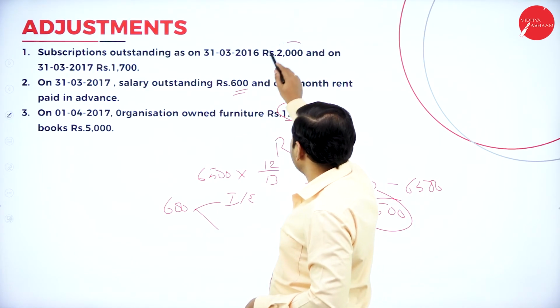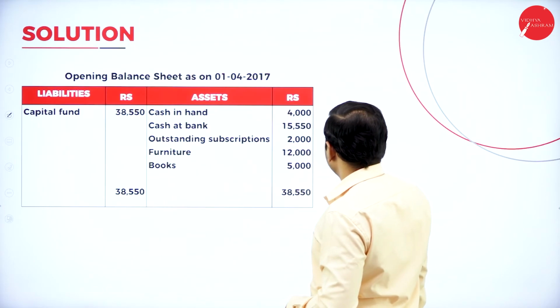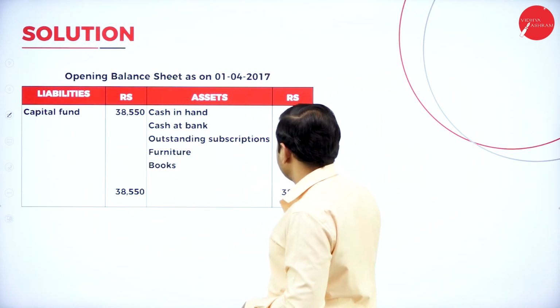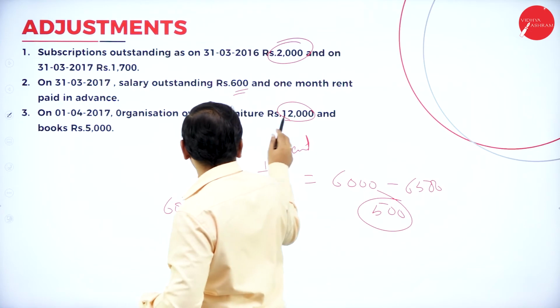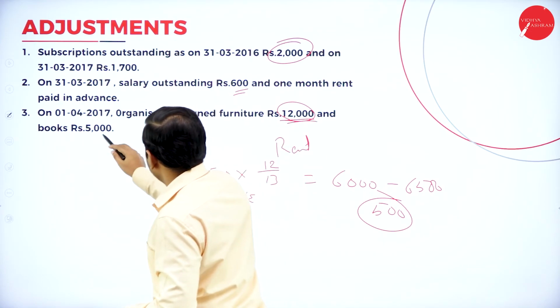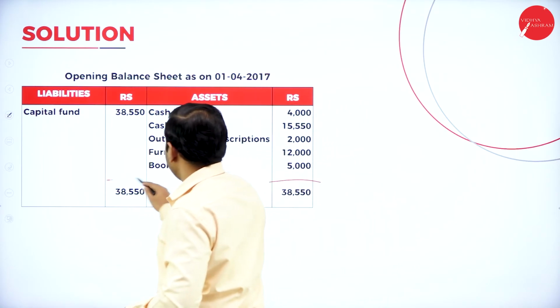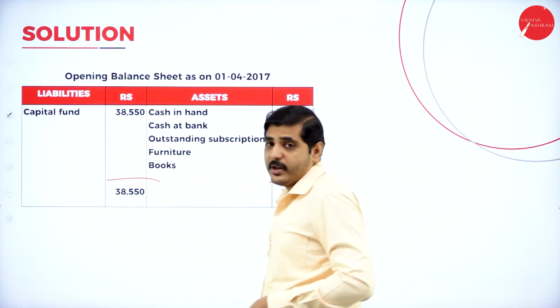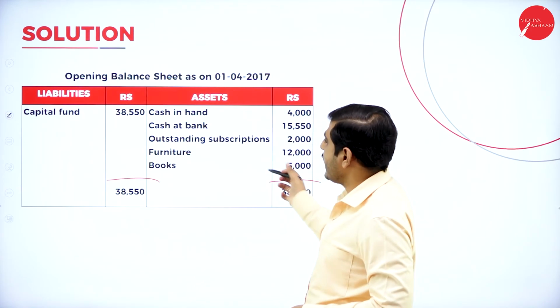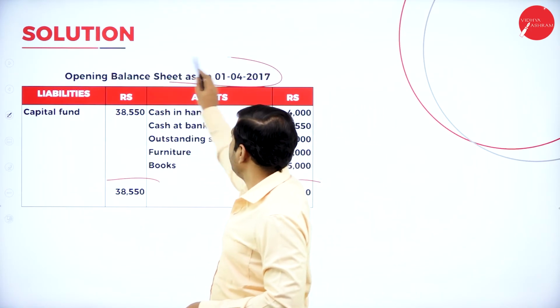So previous year outstanding subscription 2,000. Again opening furniture, the opening value of furniture 12,000. Opening value of books is 5,000. Add both the sides. So this is the capital fund of the previous year. So in order to identify the capital fund, we have to prepare the opening balance sheet.